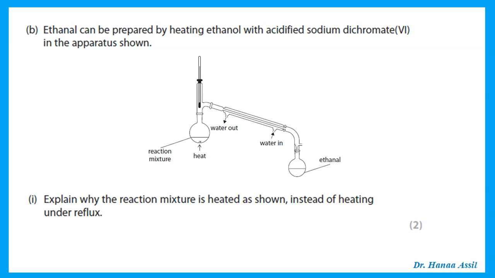Ethanol can be prepared by heating ethanol with acidified sodium dichromate in the apparatus shown.